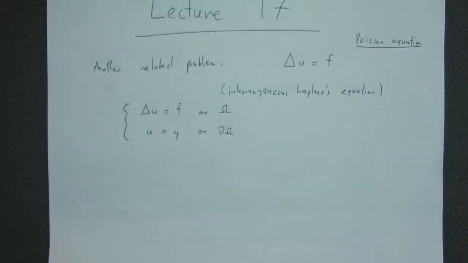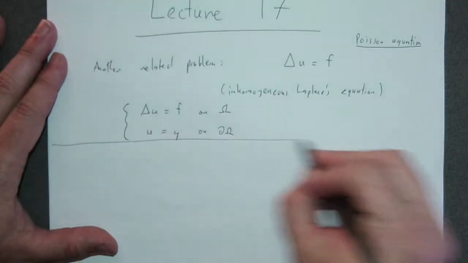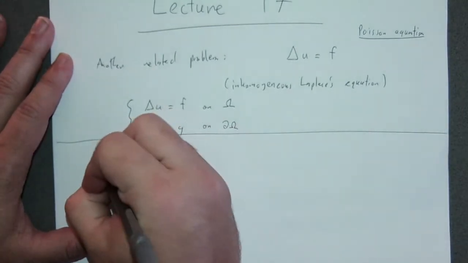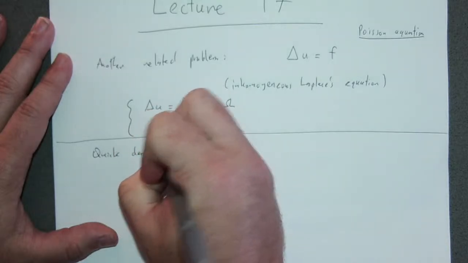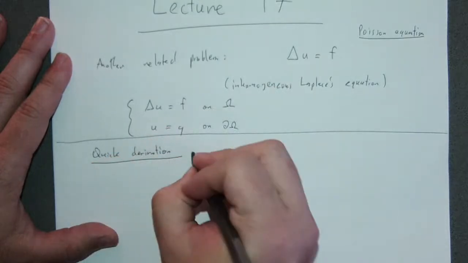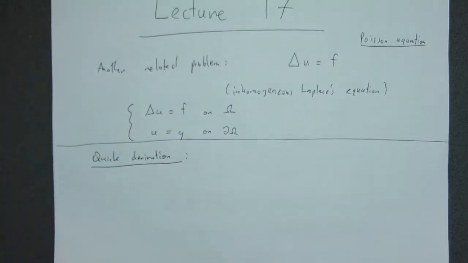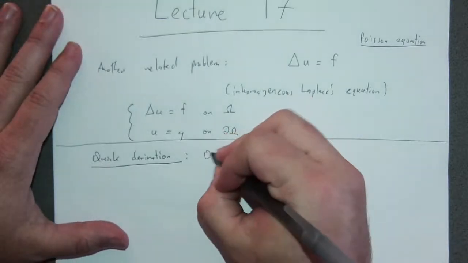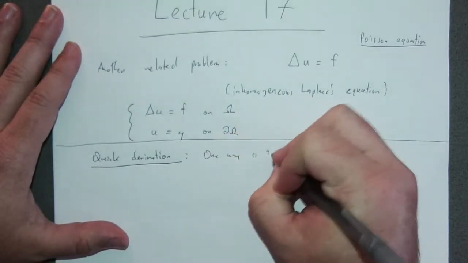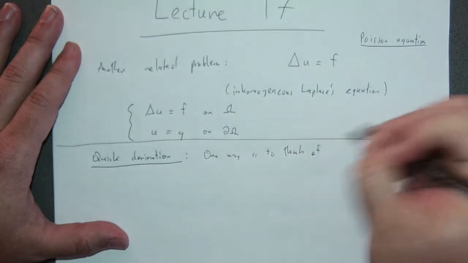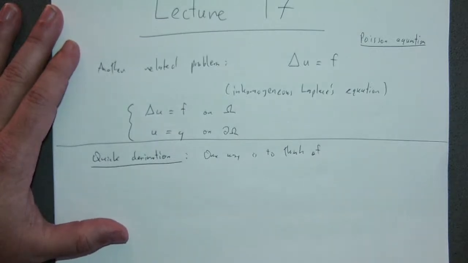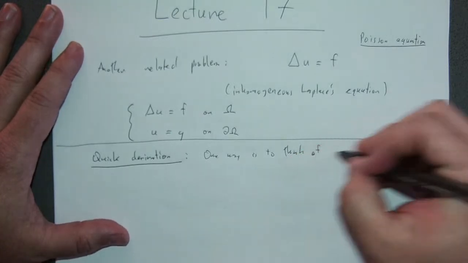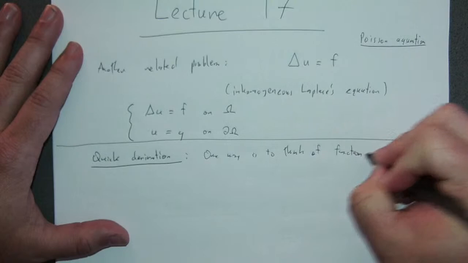All right. So before I move on to kind of talk about this a little bit more, quick derivation. What's a way of thinking about this? There's a number of ways to come to this equation, but one way is to think of a function whose Laplacian is 0 being a concentration or density of some quantity in equilibrium, right?